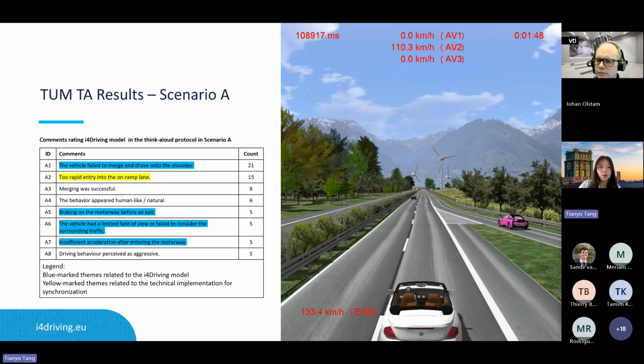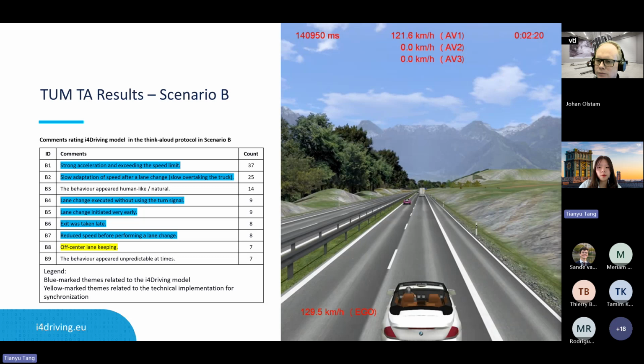In scenario B, participants reported that the pink vehicle accelerated too quickly at the beginning and sometimes exceeded the speed limit. However, in scenario B the pink vehicle needs to overtake the truck in front of it, but after the overtaking, the acceleration becomes not so notable. This inconsistency was perceived as unrealistic by participants. Some participants also mentioned the lane change duration was too short, and others mentioned that the vehicle decelerated during the lane change, which they thought was unnatural.